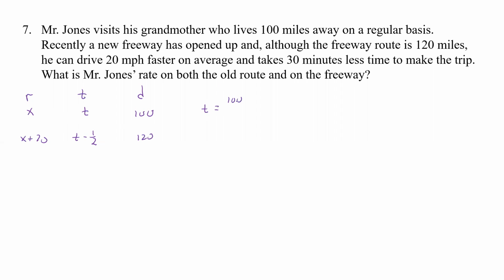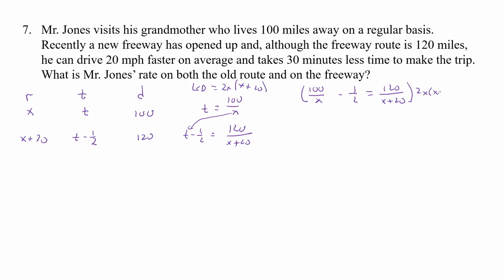And so it's going to be 100 over x. And this one's going to be t minus 1/2 is 120 over x plus 20. Now again, we can plug that in because we've solved it for it here. And so we have 100 over x minus 1/2 equals 120 over x plus 20. Now, what is our LCD? Well, the LCD now is 2x times x plus 20 because we have the 2 here. So it's 2x times x plus 20.